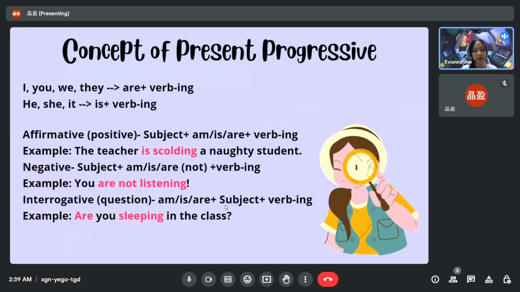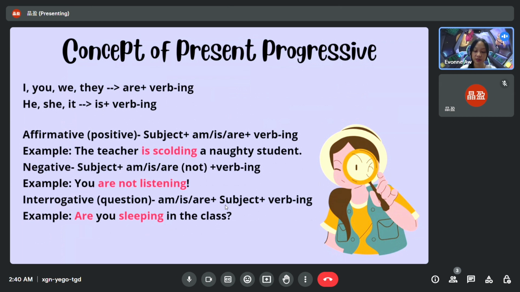Here are the concepts of present progressive. When the subjects are I, you, we, and they, the sentence is using are following by verb inflected with ing. While when the subjects are he, she, and it, the sentence is using is following by verb inflected with ing. In affirmative condition, subject is added with am, is, are, following by verb inflected with ing. Example: the teacher is scolding a naughty student.